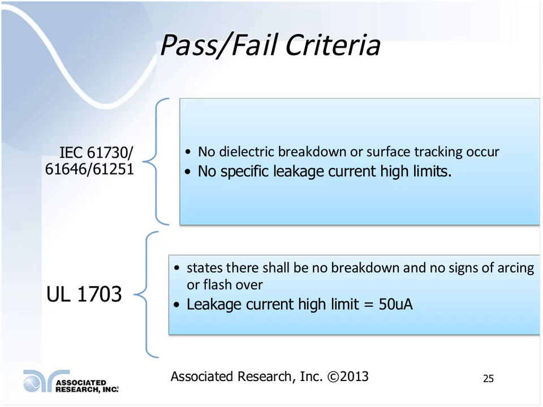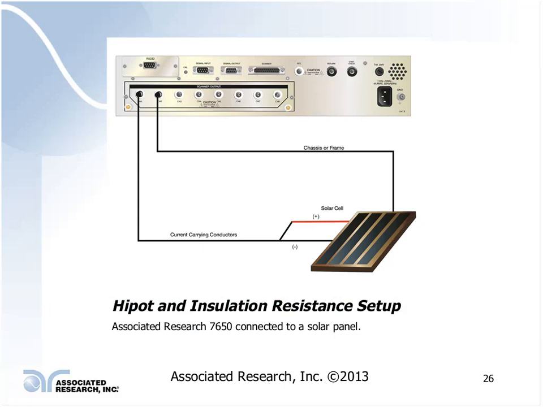The UL standard states that there also should be no breakdowns, no signs of arcing or flashover. Pretty much the same as the IEC standards. If you have surface tracking, that would be considered arcing, flashover, things of this nature, but they further specify a current high limit of 50 microamps, which is fairly restrictive. But if you compare that to the insulation resistance limits of the other standards, you'll see that they're actually pretty close. So, as I mentioned before, here's a setup for a Hipot test using one of our 7650 units.